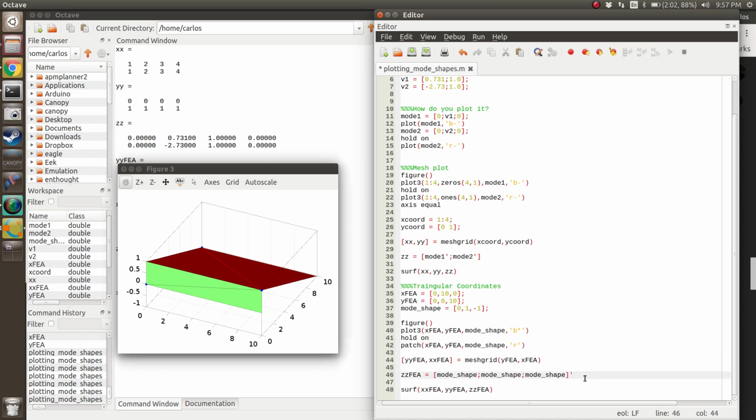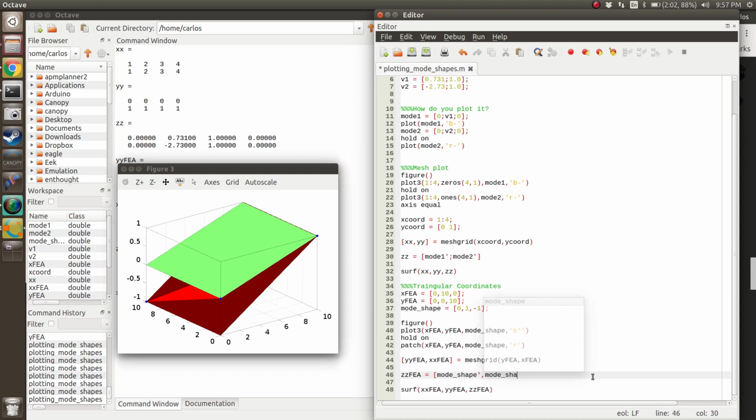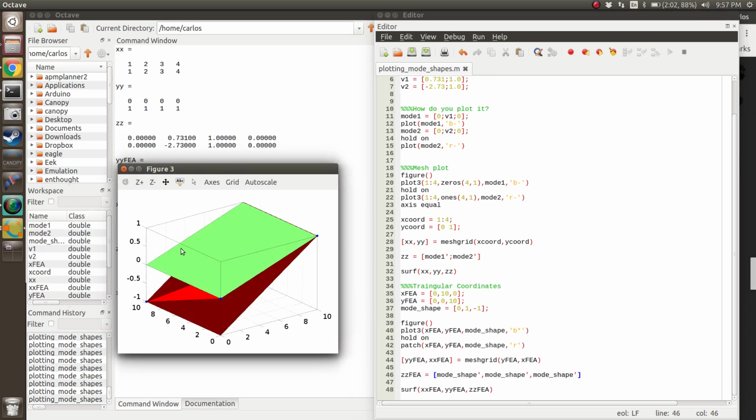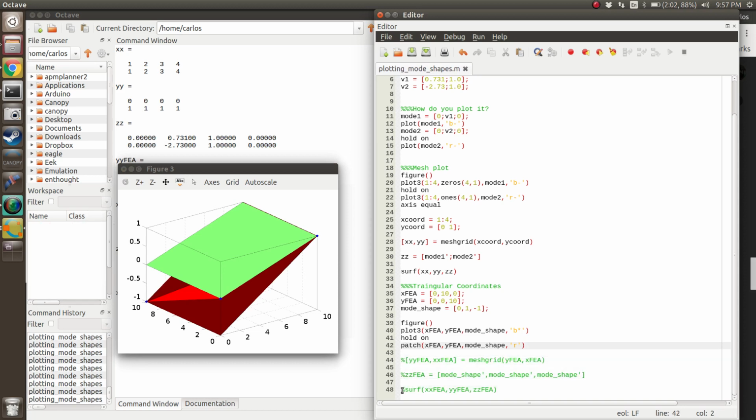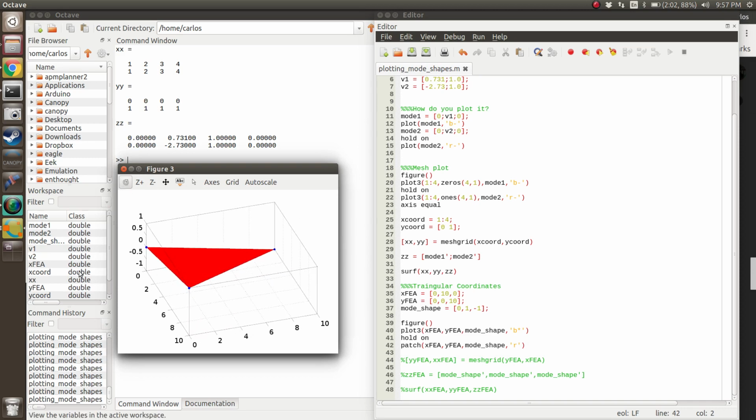Yeah, if we transpose this, we should get what we had before. And if we do mode shape transpose, comma, mode shape transpose, comma, mode shape transpose, you're still going to get the same thing. So forget surf. Surf only works for squares. So you just want to use the patch command to look at your mode shapes for triangles.